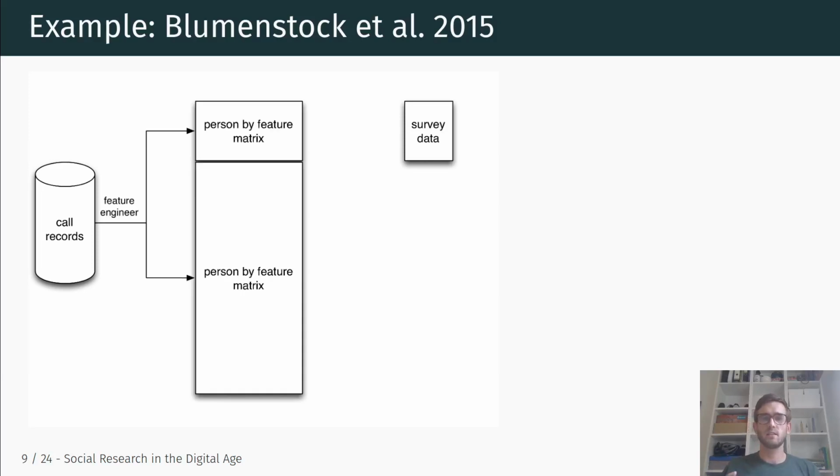Ultimately what they're trying to do is combine the survey data with these call records. And the call records themselves are just logs of calls, of connections between phone numbers.